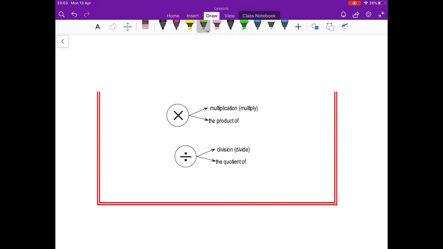Let's have a look at multiplication. So we're either told to multiply, or one that you need to know is find the product of. That means multiply. And then lastly, division. They tell you to divide, or quotient. The key word for division is quotient.